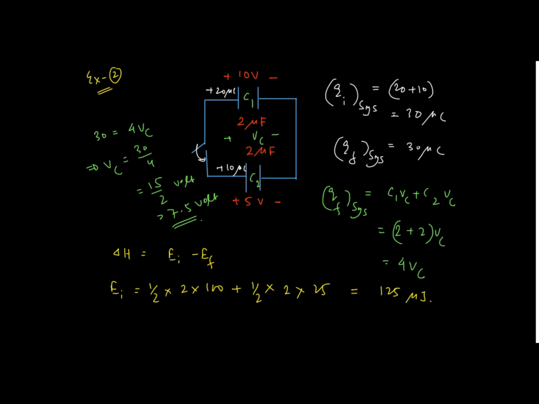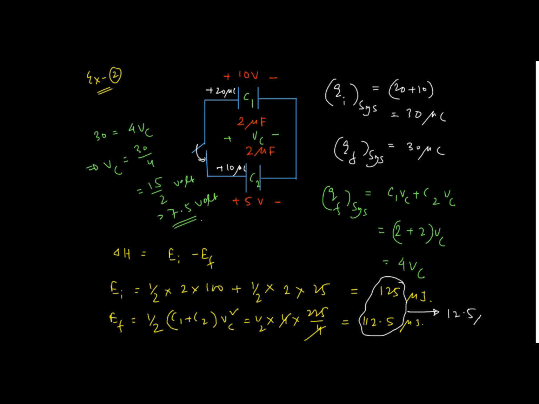And what is E final? E final is equal to half into C1 plus C2 into Vc square. So half into C1 plus C2, which is 4, into Vc square. Here we are getting 225 by 4. So if you cancel, this is 225 by 2, so this is 112.5 microjoule. So the difference between them, 125 minus 112.5, is 12.5 microjoule. So this is the heat dissipated in this case.